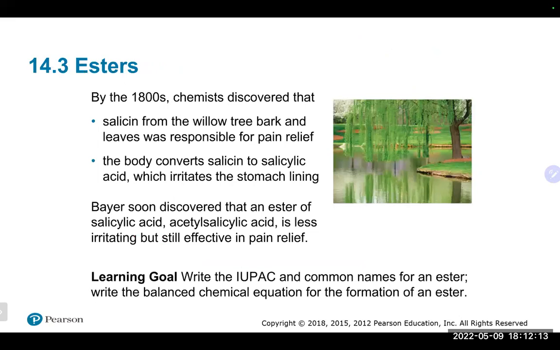All right, let's talk a little bit about esters at this point. Esters are another group of organic molecules, and they are very similar looking to carboxylic acids, except that they do not have the hydrogen. So they have an oxygen connected to a carbon. That should be the functional group.